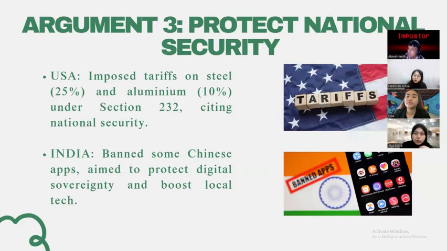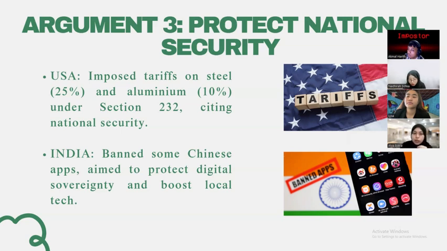So the third argument is protecting national security. One of the main reasons countries support protectionism is to protect national security. Governments argue that key industries like defense, energy, technology, and telecommunications should not be controlled by foreign companies, as this could lead to serious risks such as spying, hacking, or even sabotage.